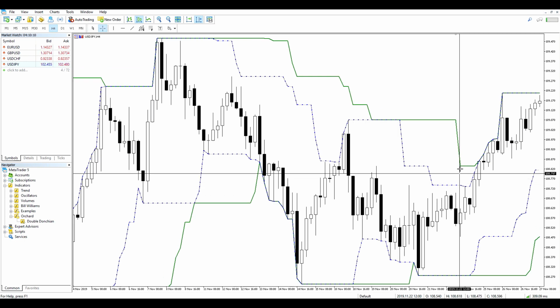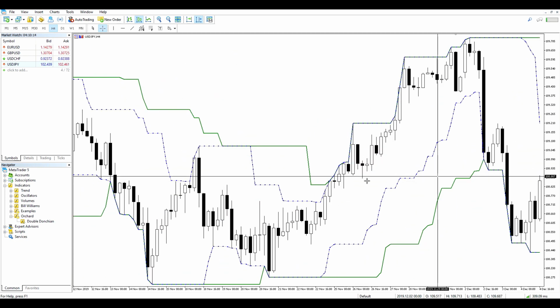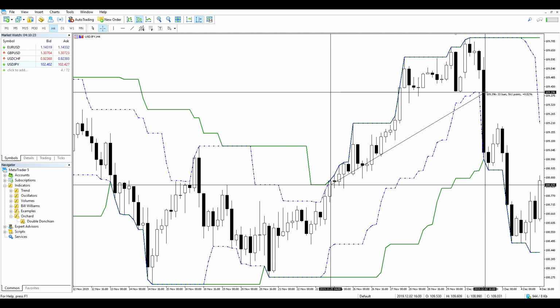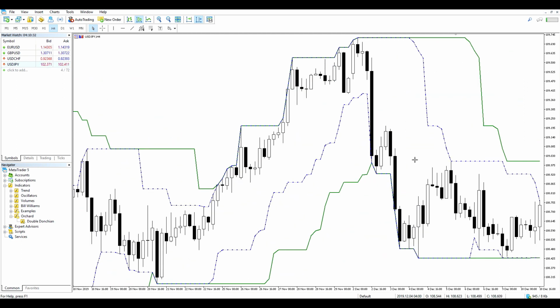But then we would have broken through the upper channel there. So we would have entered at this point and carried that until we broke through the 12 period channel here for a profit of 561 points. So we can see we made some losses, but then one large win.